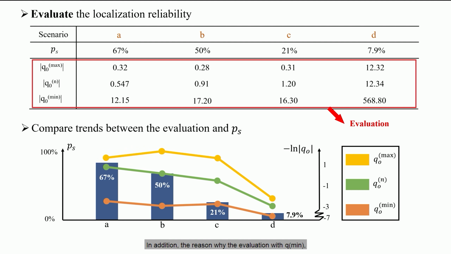scene A. In addition, the reason why the evaluation with Qmin, which represents metrics containing the largest eigenvalues, like the condition number, does not distinguish scene B and C well is the introduction of overconservative maximum eigenvalues, which leads to the evaluation influenced by the best observed dimension of the state to be estimated.